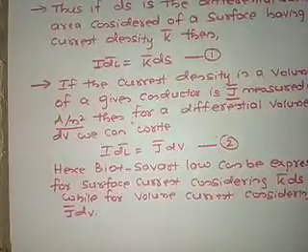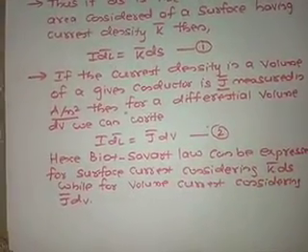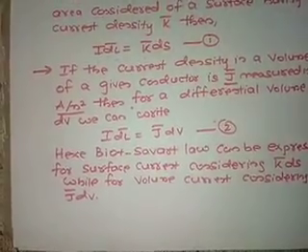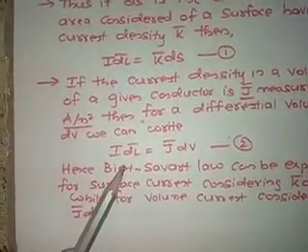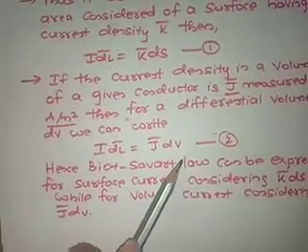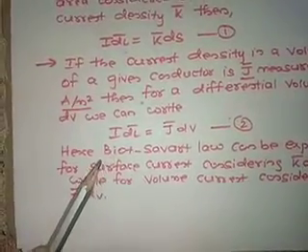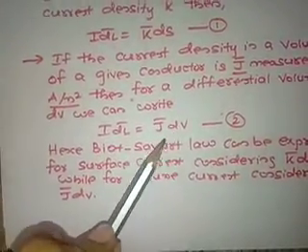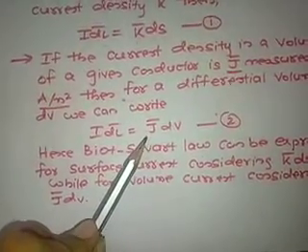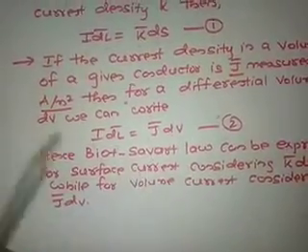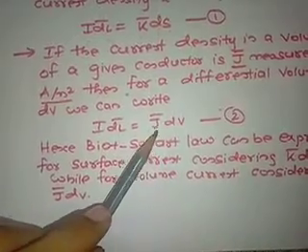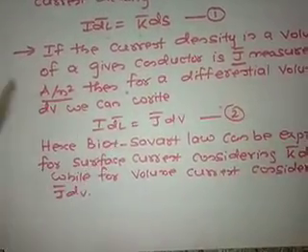a volume of a given conductor is J bar ampere per meter square, then for a differential volume dV, we get I dl bar is equal to J bar dV. Fine. So it is I dl is equal to J bar dV. J bar is ampere per meter square. So dV is meter cube, so meter square and meter square will cancel, so it will be ampere meter. This LHS is also ampere meter.